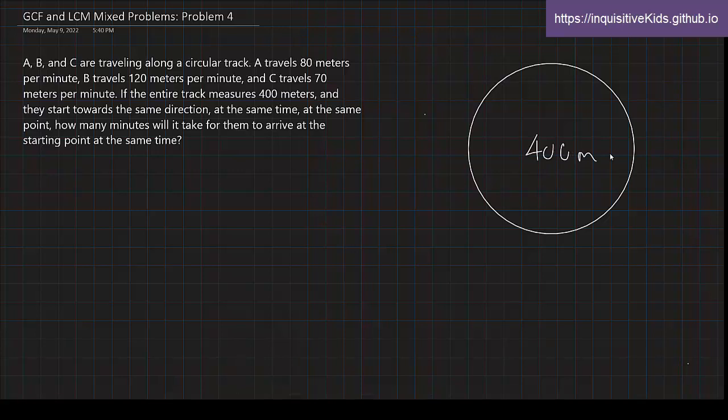And we know each of the speeds of these three people, A, B, and C. So A travels 80 meters per minute, B travels 120 meters per minute, and C travels 70 meters per minute. So if an entire track measures 400 meters and they start towards the same direction at the same time at the same point, how many minutes will it take for them to arrive at the starting point at the same time?